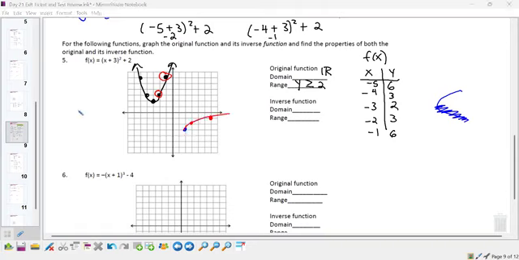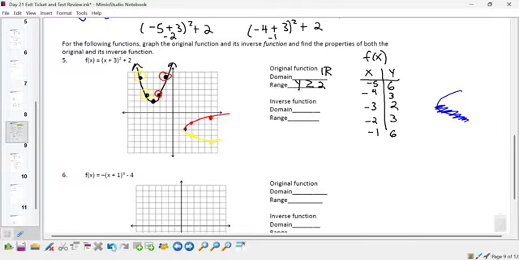I'm going to do this in yellow and then I'm going to undo it. If I took this point here, -4, 3, and graphed it, I would be here. And if I took this point and graphed it, I would be here. And now you can see my graph, the red and the blue together, does not pass the vertical line test. It is not a function.